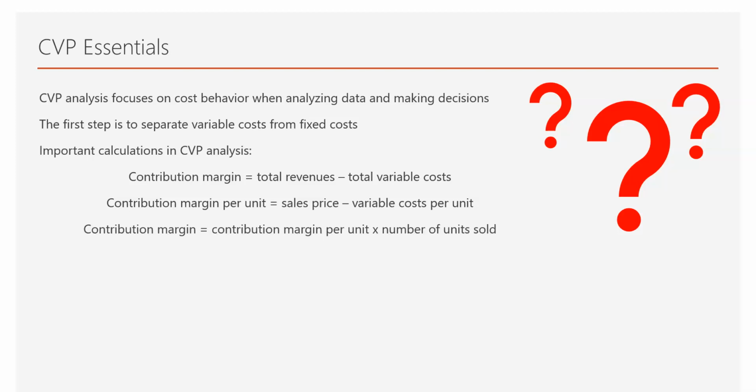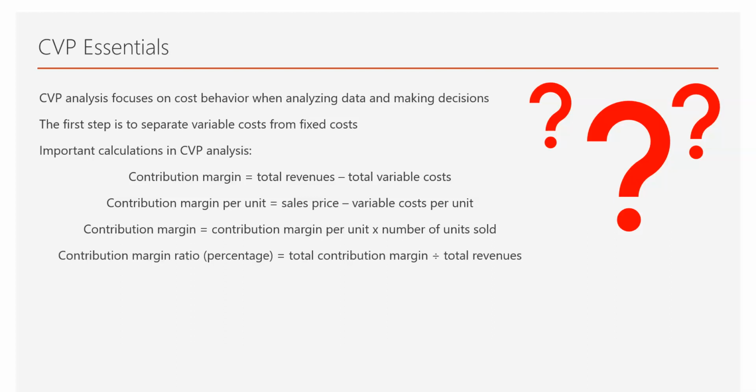I can also calculate total contribution margin by taking my contribution margin per unit times the number of units sold. So my total contribution margin, if my contribution margin per unit is, let's say, $5 and I sell 200 units, is going to be $1,000. Again, $5 for contribution margin per unit times the number of units sold gives me $1,000.